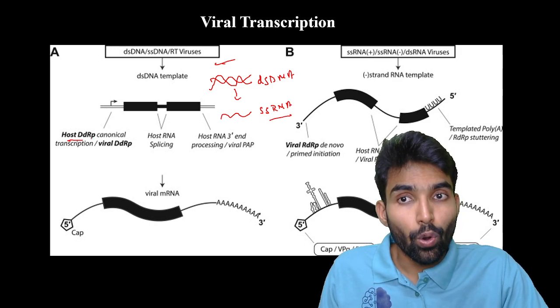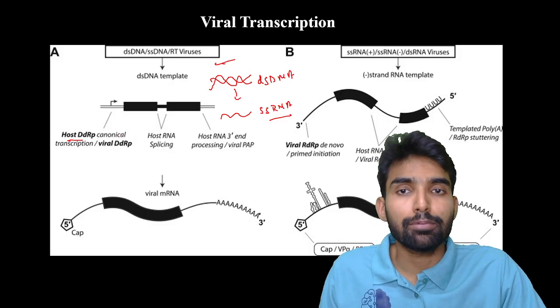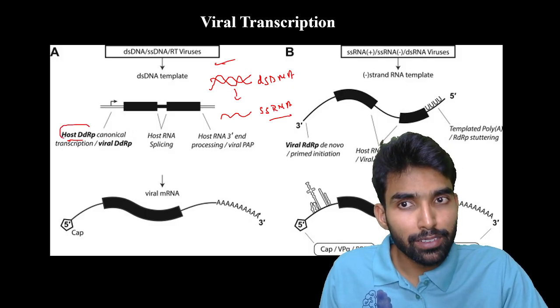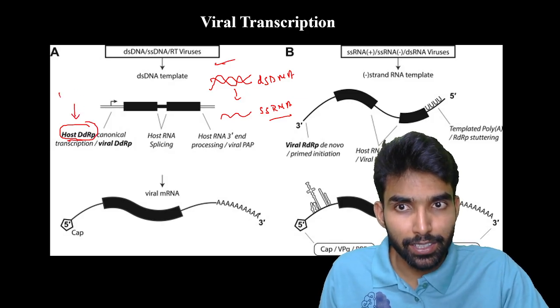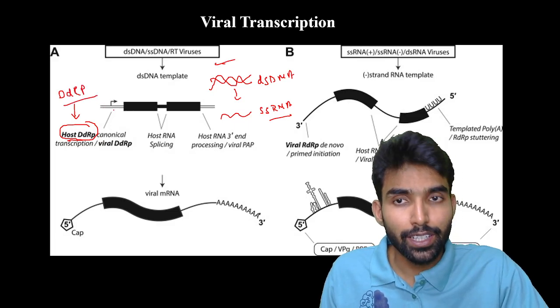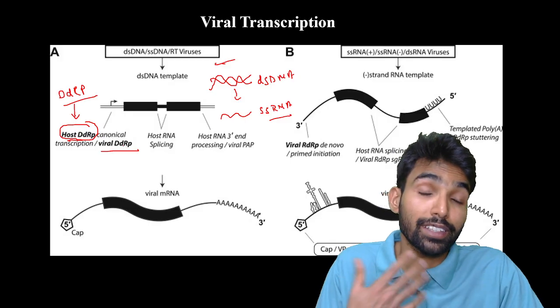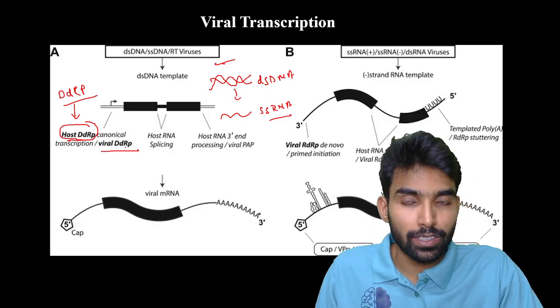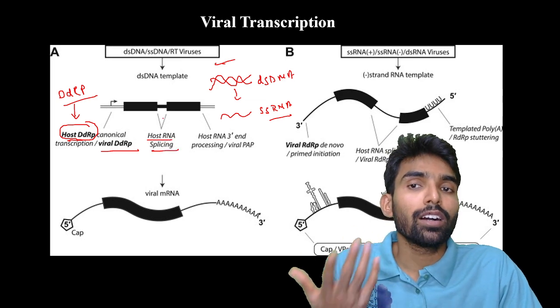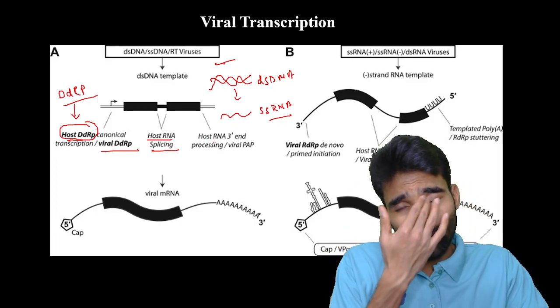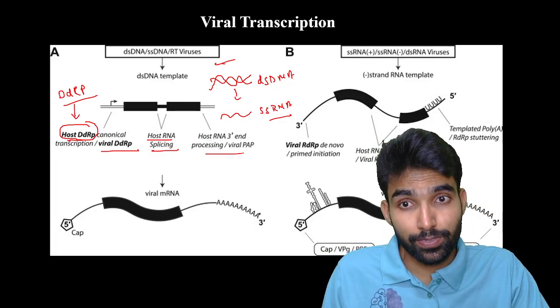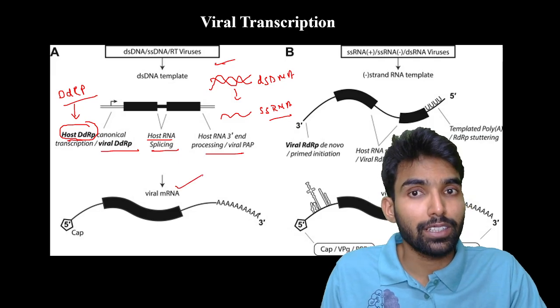So it's controlled by the host DNA dependent RNA polymerase. DNA dependent RNA polymerase is present inside the host. That means the adenovirus can use the host DNA dependent RNA polymerase, or the virus itself can bear its own DNA dependent RNA polymerase. And then splicing will of course be from the host, and 3' poly A tail processing, all these things are host things, right? And then it will make the viral mRNA.